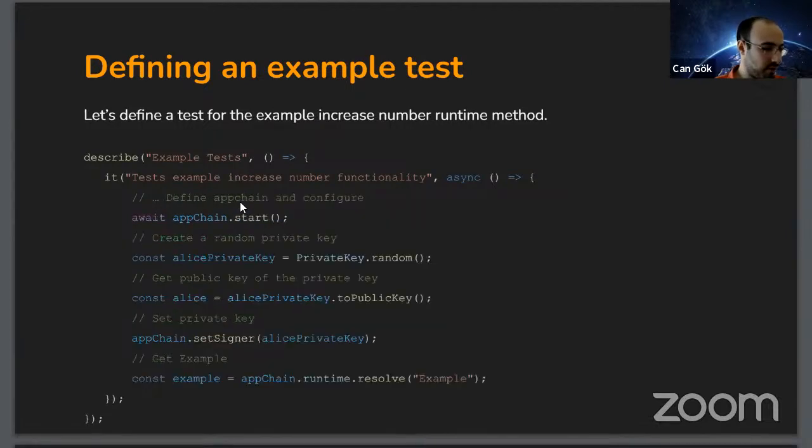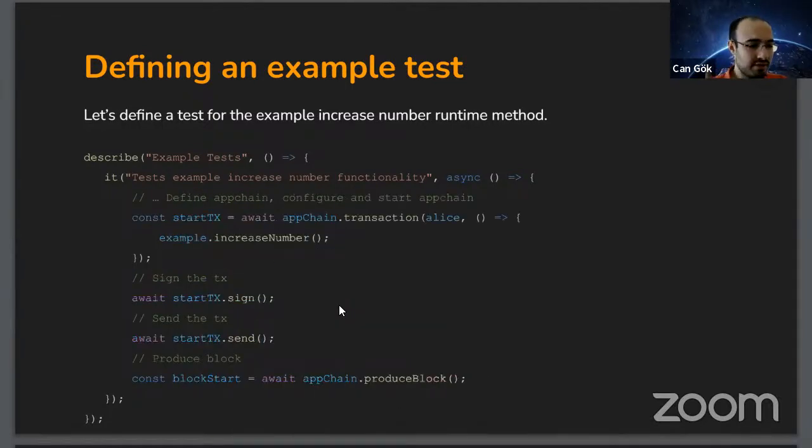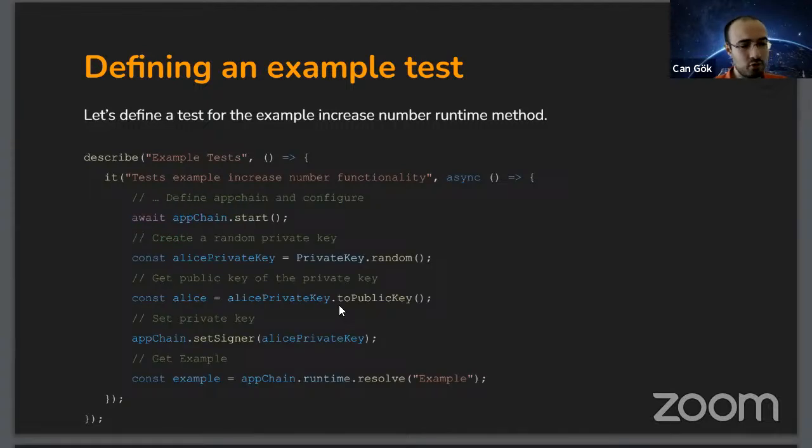Imagine that the first calls are in here, and we are starting the appchain. We are generating a random private key for our purposes. Then we are saying that this is the private key of Alice. We're getting the public key of Alice, and we're setting the signer as Alice's private key because we want to make operations on Alice. And then we're getting the example runtime module with the appchain runtime result. So you can see that it is very easy to write the test. From that point, you can start testing it, and it's all easy to configure.